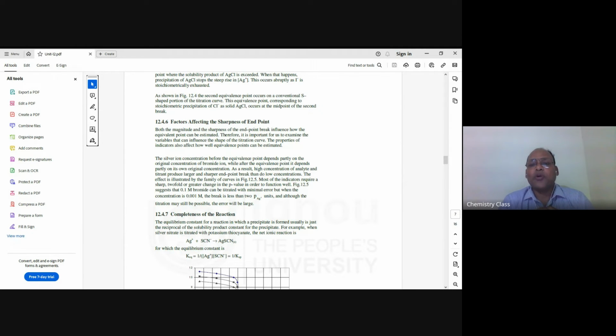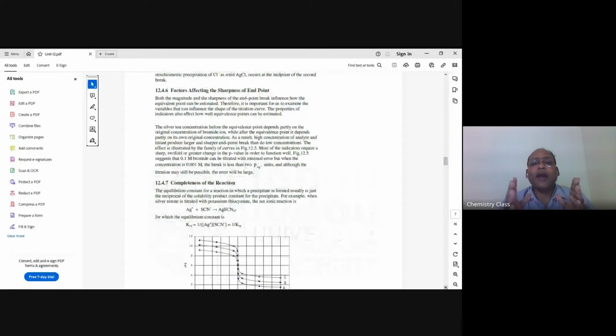Therefore, it is important for us to examine the variables that can influence the shape of the titration curves. So it is essential. The properties of the indicator also affect how well the equivalence point can be estimated. So it is better that you judge all the things, like the magnitude and sharpness of the endpoint.